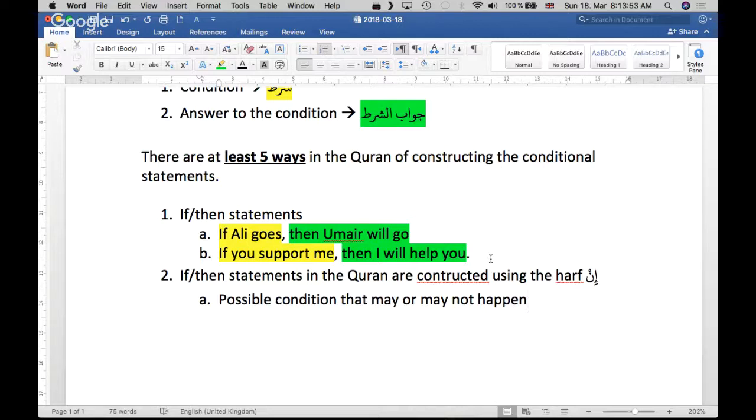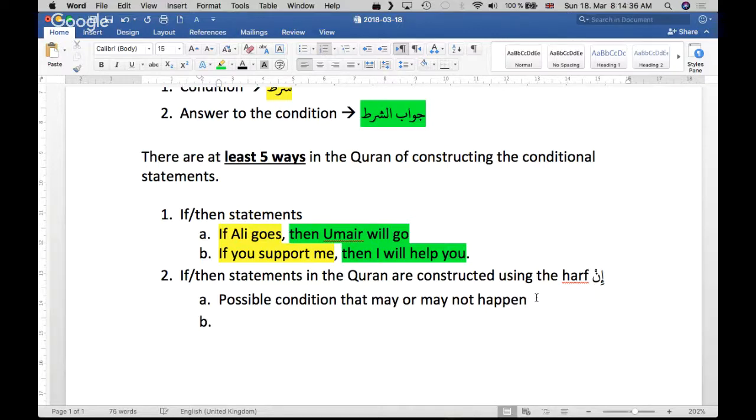But is there a guarantee this condition will definitely happen? No, it's all dependent. If Ali goes, then Umar will go. If Ali doesn't go, this will not happen. And even if Ali goes, there's no guarantee Umar will actually go. There's no definite thing here. If you support me, then I will support you. It's the same case. These conditions may or may not happen. If the condition is not happening, the answer to the condition will not happen. So we don't say these conditions are definite conditions.